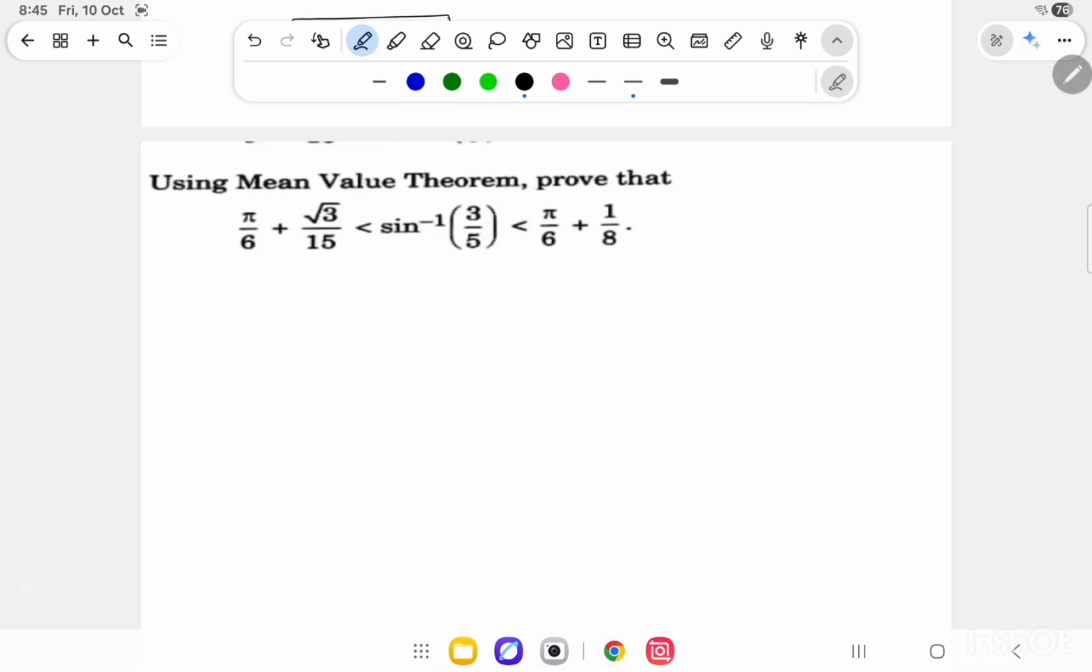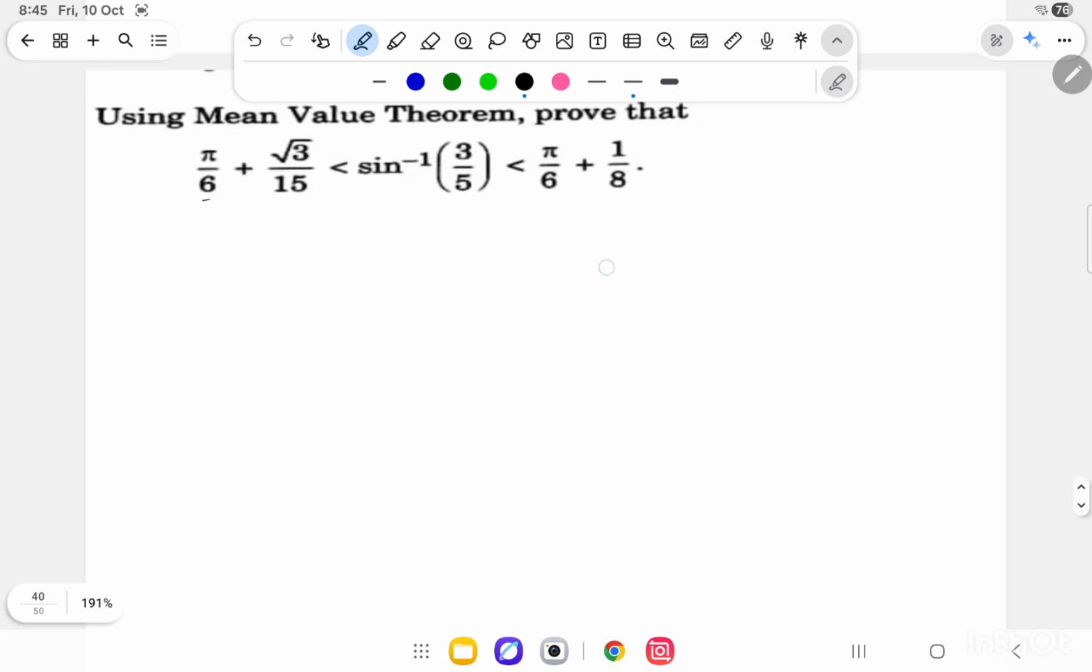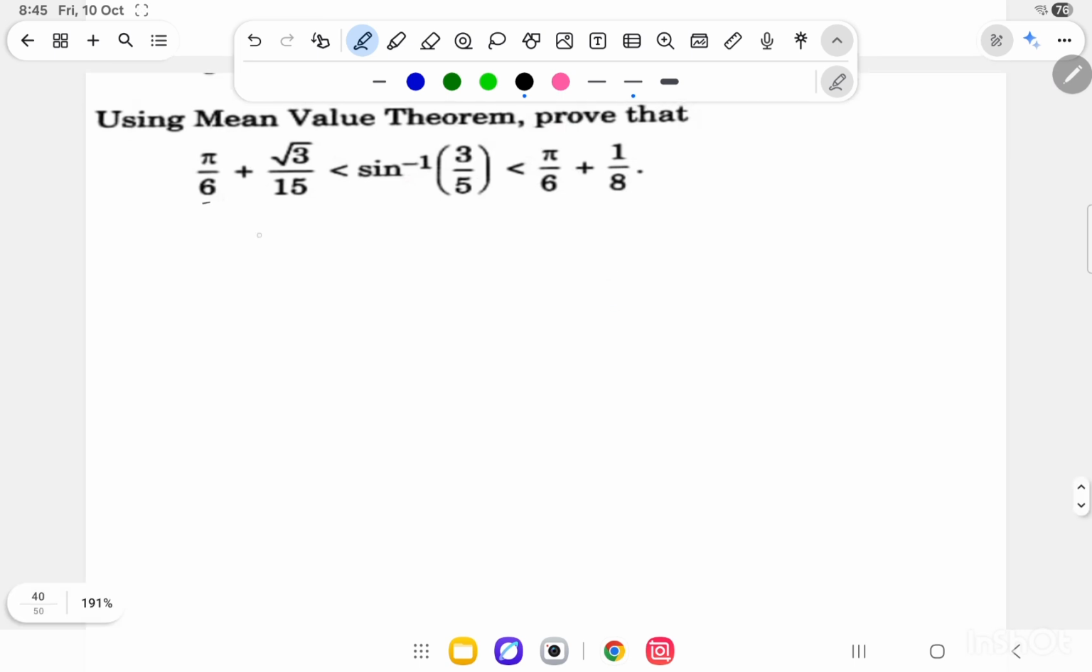So let's see the next question. This question says that using the mean value theorem, prove this relation. In the question itself, they have specified that we are supposed to use the mean value theorem. So let's do this. First let's simplify this relation and see what we get.